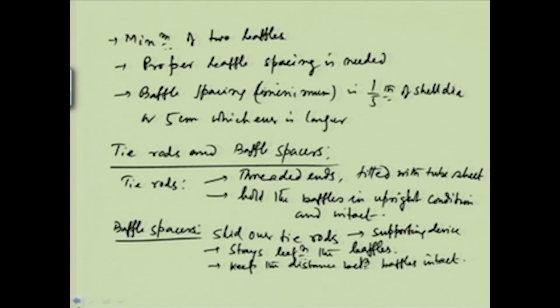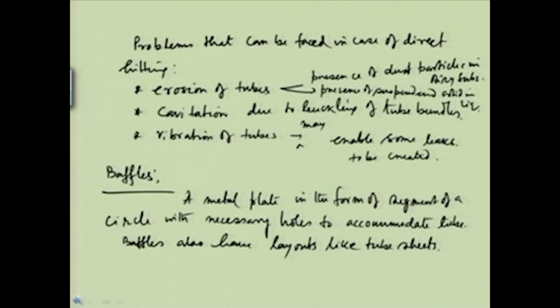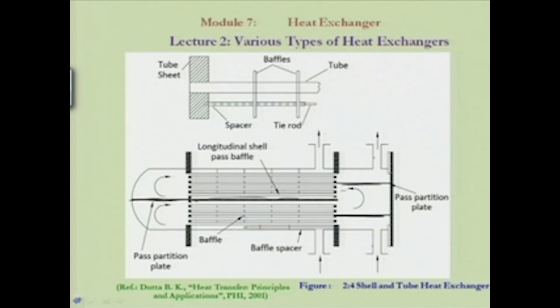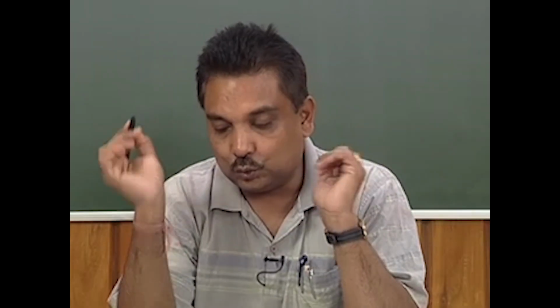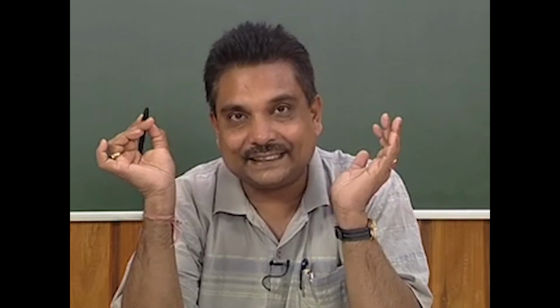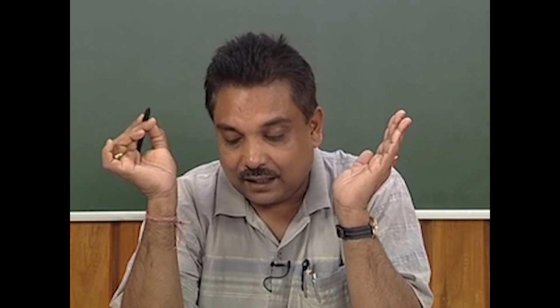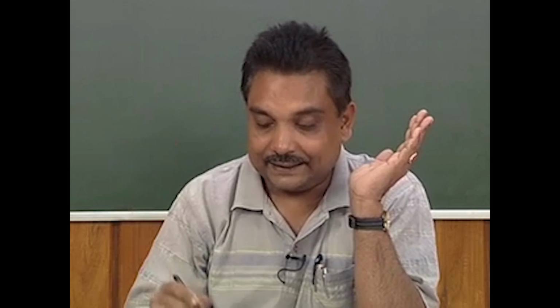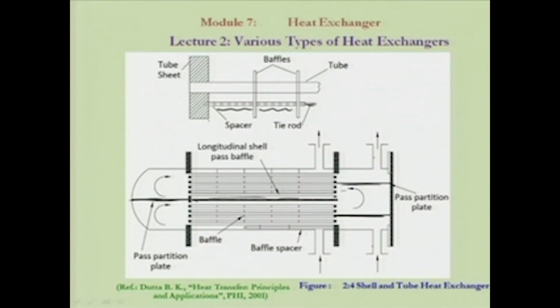So, if we just have a look here, we can say that this is the tie rod, and these portions are the spacers. These spacers allow us to maintain a sufficient, the right distance between the baffles. They also allow us to maintain the right distance between the baffle and the tube sheet. And also we can see that this is the tube.